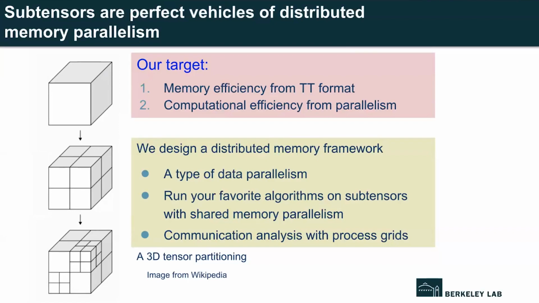twofold. The first is that we want memory efficiency of a tensor from the tensor-train format. We also want computational efficiency by using distributed parallel algorithms to help us speed things up and actually have great computation power.